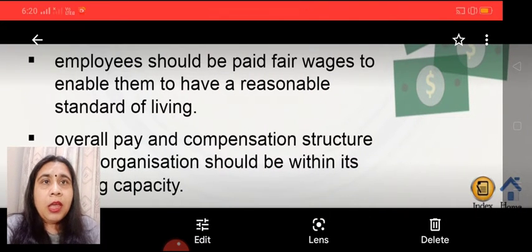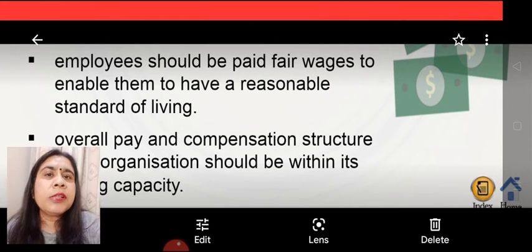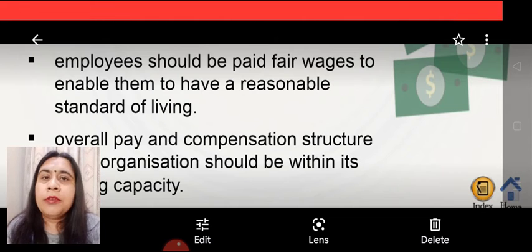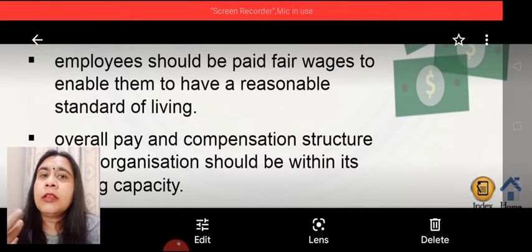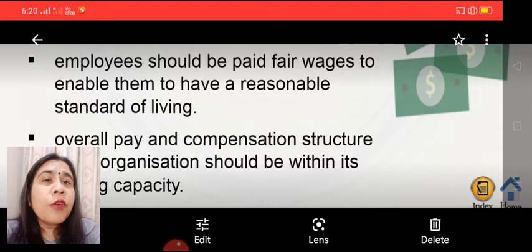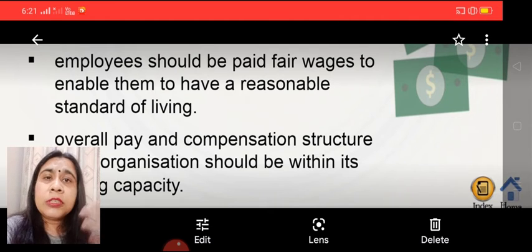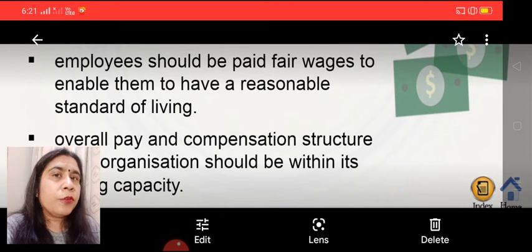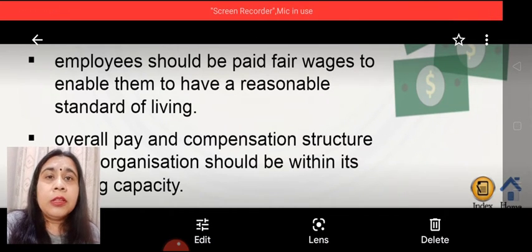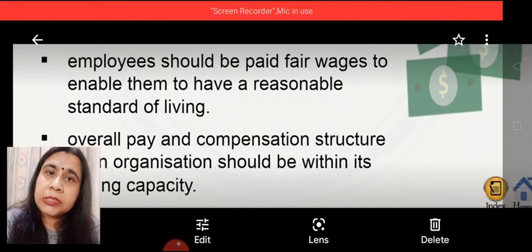How does this happen? Employees should be paid fair wages to enable them to have a reasonable standard of living. Wages and salaries should be fair so that they attain the reasonable standard of living that helps them financially. And the overall pay and compensation structure of an organization should be within the paying capacity. Now see, the first point says that fair wages should be paid to maintain a reasonable standard of living for the worker. But this does not mean that the entire organization will be suffering losses. It will consider its paying capacity also.